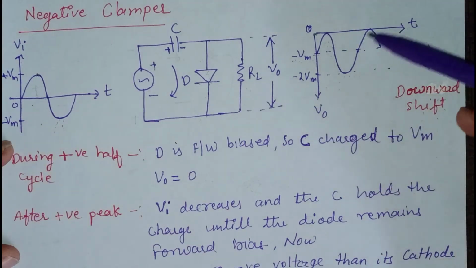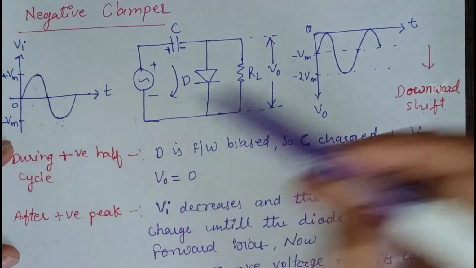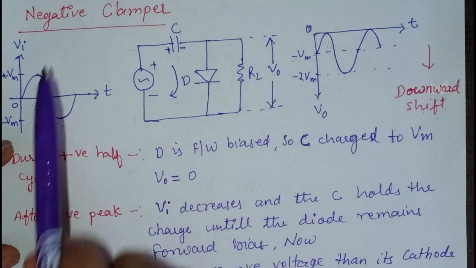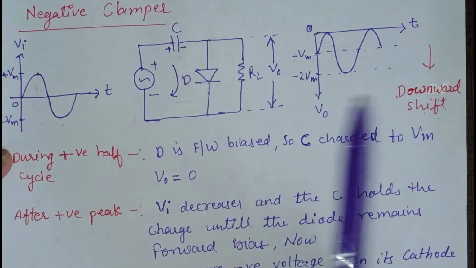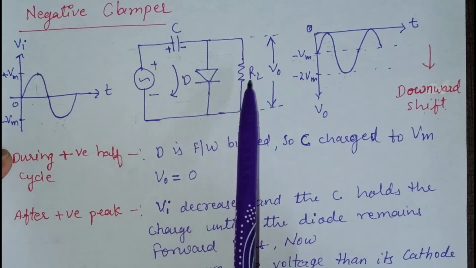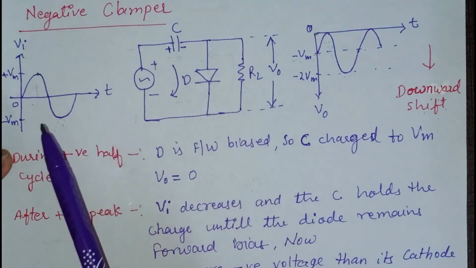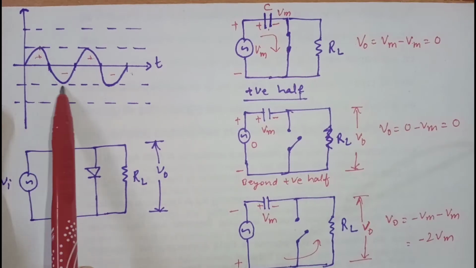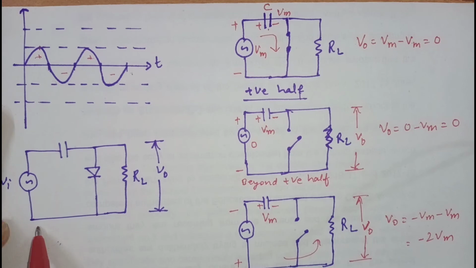As the whole wave is shifting in downward direction, in negative direction, that's why it is called negative clamper. In this case also, the RC time constant should be very high to have the same wave shape as that of the input signal. Now we will analyze the negative clamper. This is the input sinusoidal wave that we are applying at the input of this negative clamper.